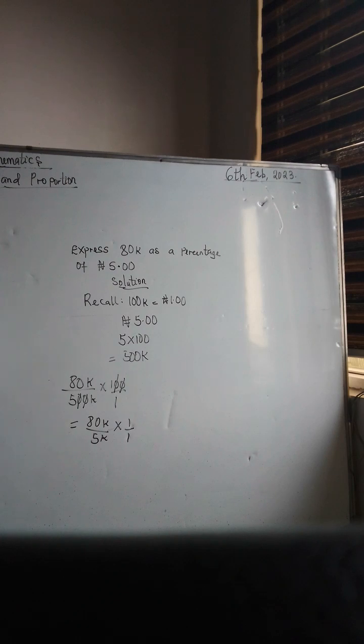Alright, so 5 will go into itself how many times? Once, right? So 5 will go into itself once, and 5 will go into 80. How many 5s are there in 80?